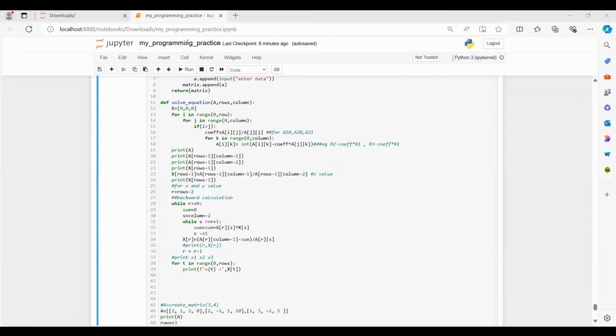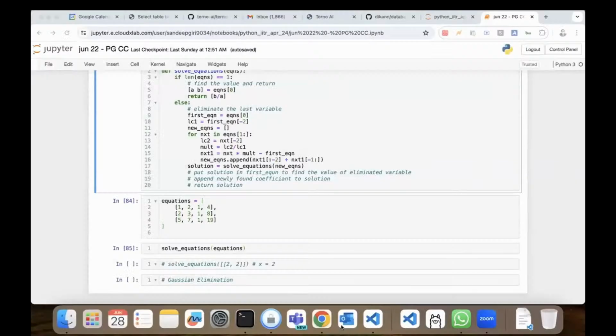Anybody tried the recursion way of doing it? No? The recursion way is way easier than you think. The way it works, I'll walk you through it. Okay, let me start. Solving n equations is easy.